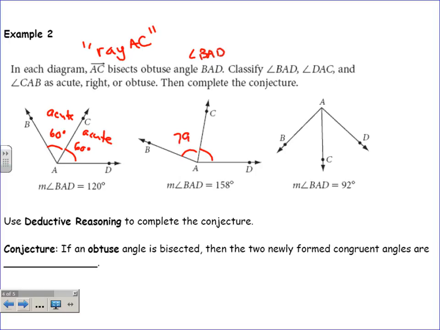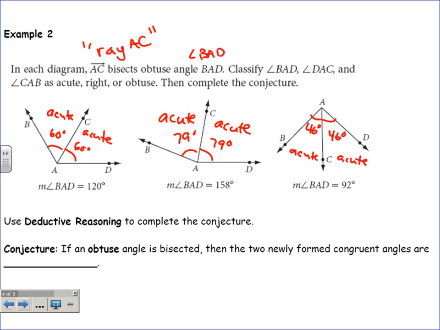Yep, that'd be 79 degrees and 79 degrees. Good job. Both of those would then be acute. Okay. These are 92 degrees total. So what would they both be? 46 degrees and 46 degrees. Sounds good to me. Which would make both those acute, right?